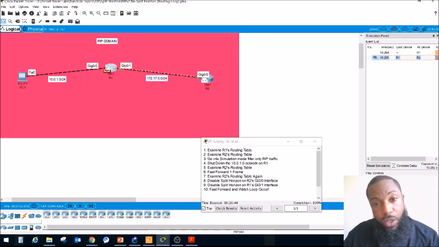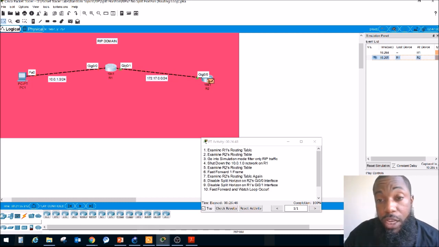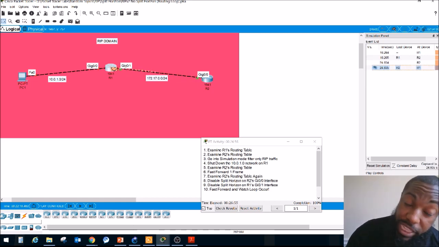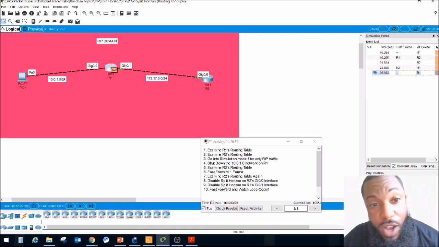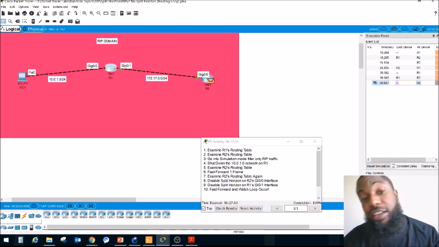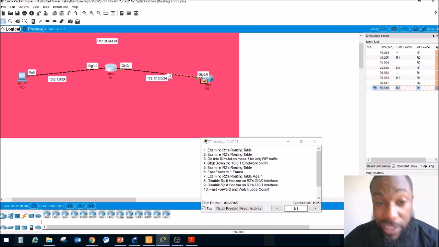Fast forward. We got an RIP message, right? Remember, RIP comes every 30 seconds. Let's fast forward one more time. Uh-oh, that message is sent back to him. He gave him the update, he sends him another update. You can probably guess what's happening here, right? What you're seeing here is a routing loop.